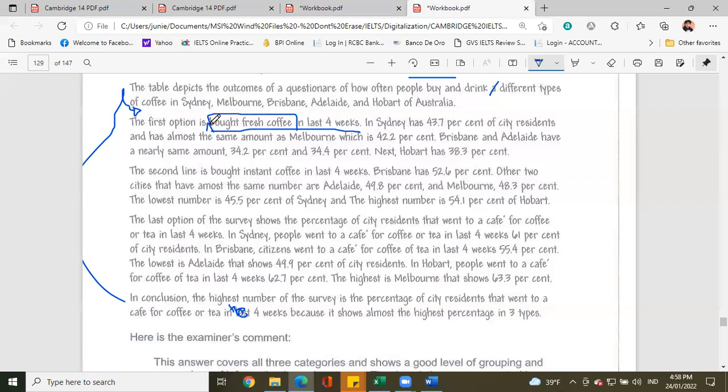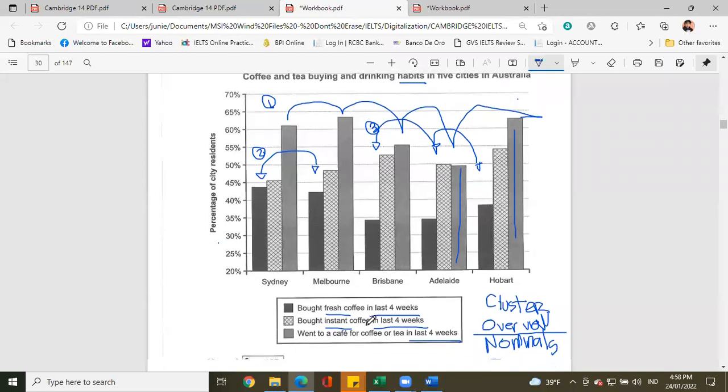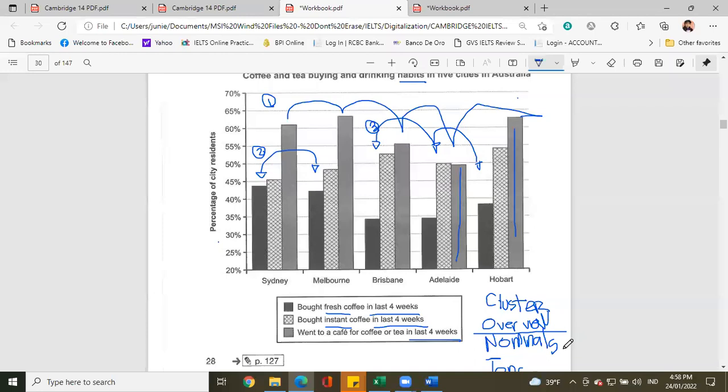This is now what you call a nominal flaw, guys. The tendency with nominals, guys, is that you will copy the nominals there. Remember, guys, do not do that. Be careful of that. When it comes to nominals, what kills students many times is that they copy the nominal from the graph. But remember that the language in a graph is different from the language in an essay. So that's not always applicable. He copy-pasted it. The first option is bought coffee in the last 4 weeks.